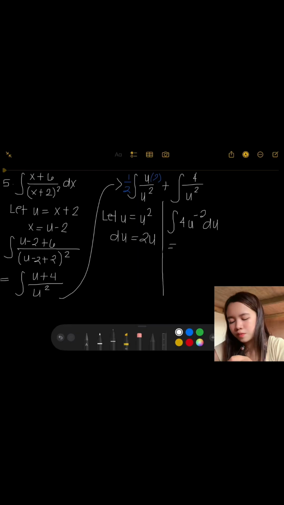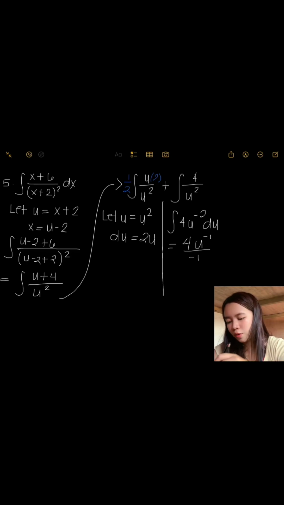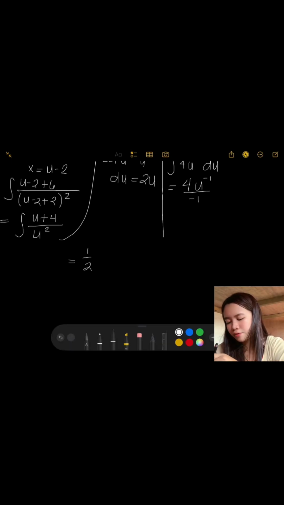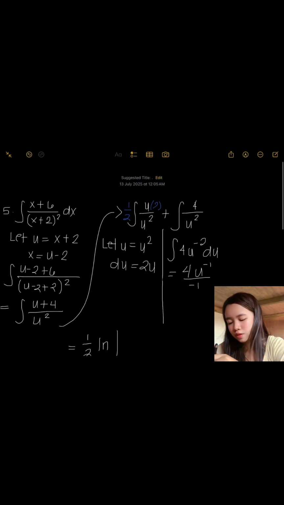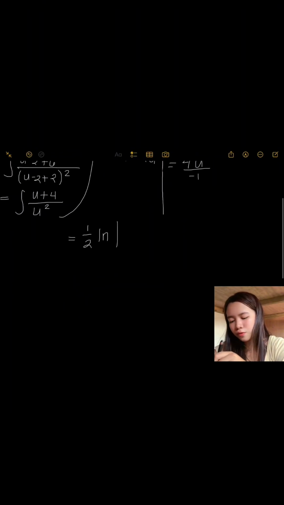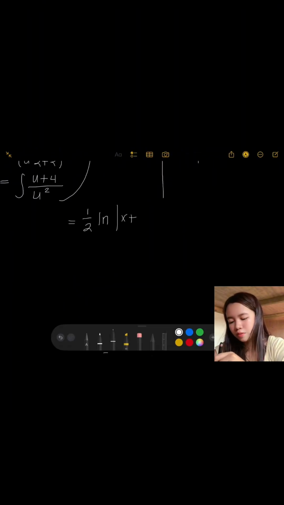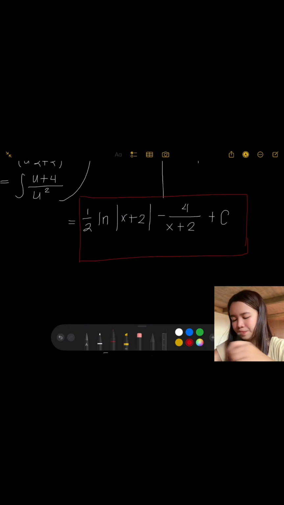So 4u raised to negative 1 over negative 1. Our final answer will be 1/2 ln of x plus 2 squared minus 4 over x plus 2, plus c. So this is now our final answer.